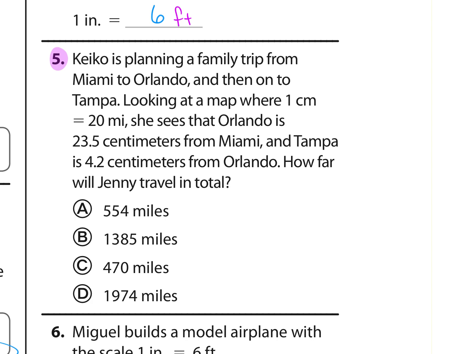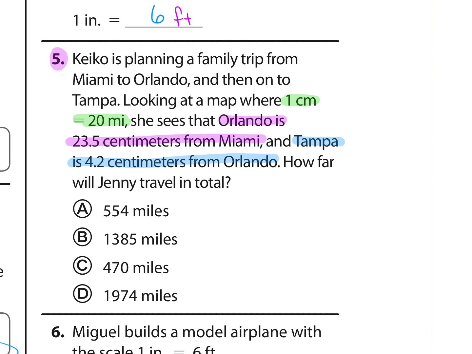Number 5, Kiko is planning a family trip from Miami to Orlando and then on to Tampa, looking at a map where 1 centimeter equals 20 miles. She sees that Orlando is 23.5 centimeters from Miami, and then Tampa is 4.2 centimeters from Orlando. How far will she travel in total? Well, first she's going to travel from Miami to Orlando. So we've got this first distance on the map. And then on to Tampa, and so we have the second distance on the map. So we see them in centimeters, we need to change them to miles, and then add them together.